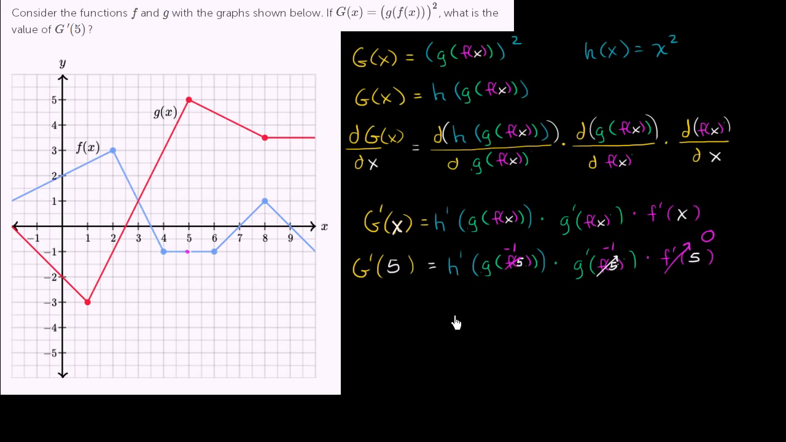But we don't even have to do that, because this is the product of 3 things, and one of them is 0. So 0 times anything is going to be equal to 0. Another way of thinking about it is f of x isn't changing when x is equal to 5. If f of x isn't changing, then the input into g isn't changing, so g of f of x isn't changing, and so h of g of f of x isn't changing. So capital G of x isn't changing, and the derivative of capital G of x at x equals 5 is equal to 0.